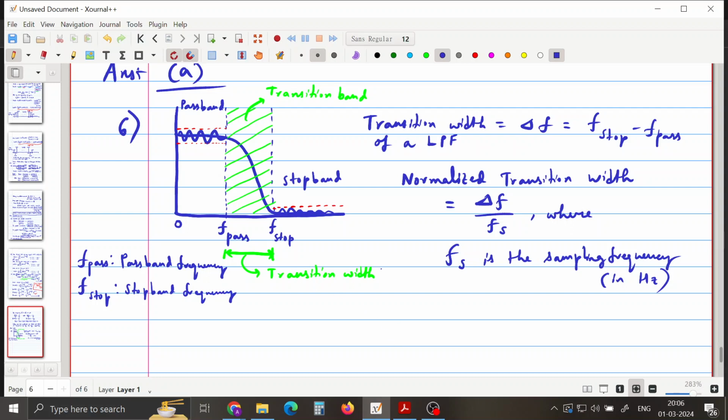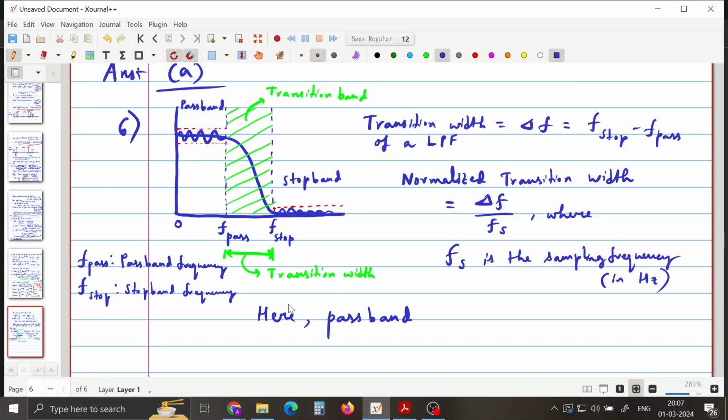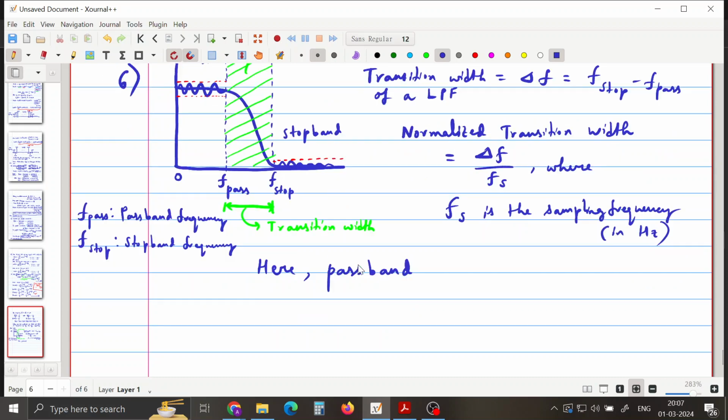So now in our question, what is the pass band specification? Although in the question the pass band deviation and stop band deviation are given, for finding the value of normalized transition width we don't really require those parameters. We just need f pass and f stop and the sampling frequency by definition.